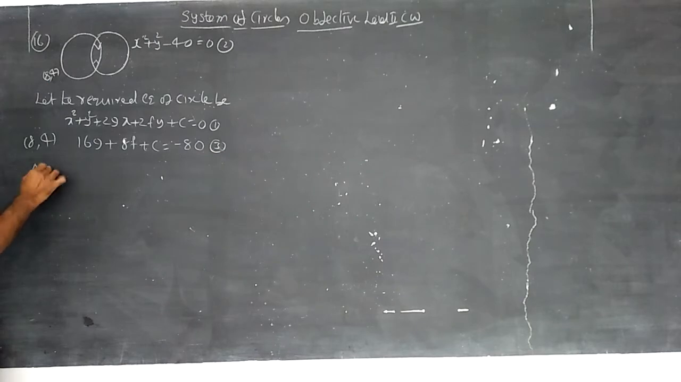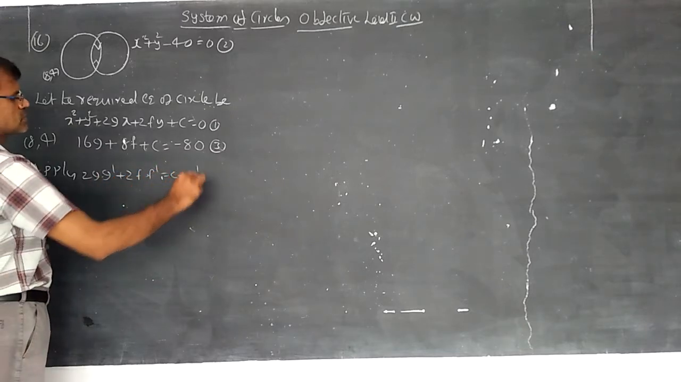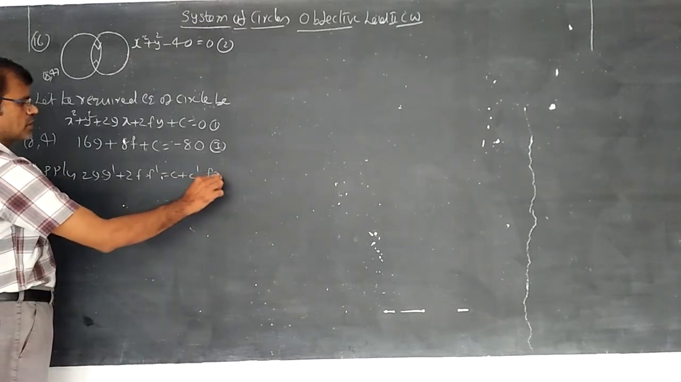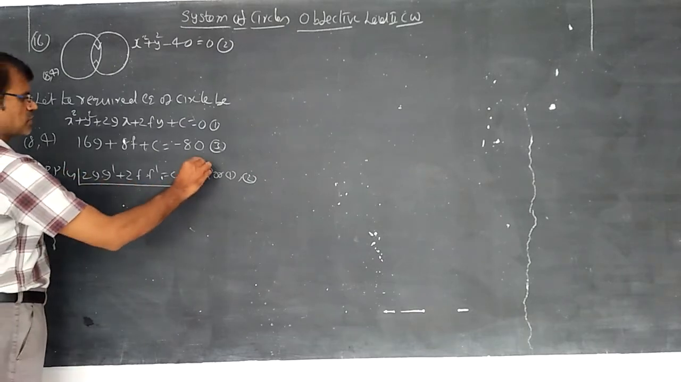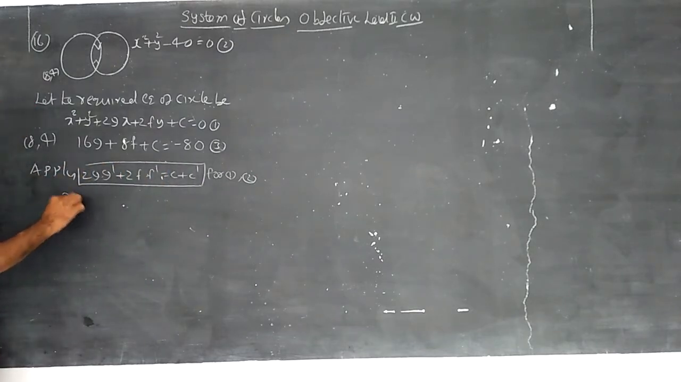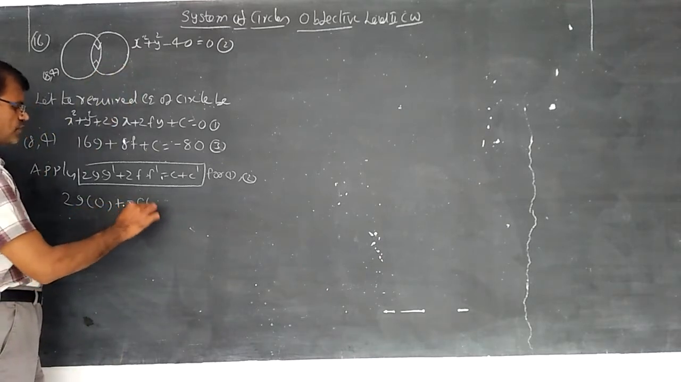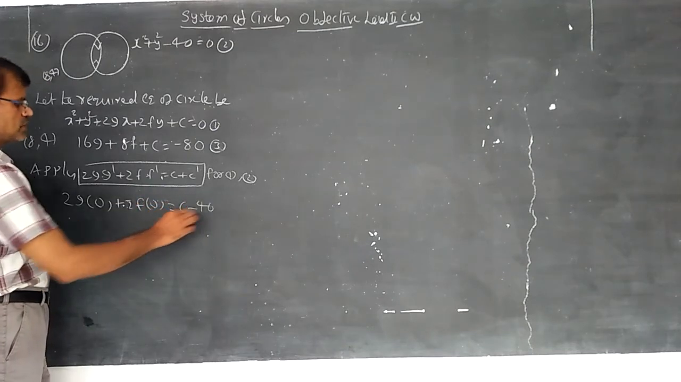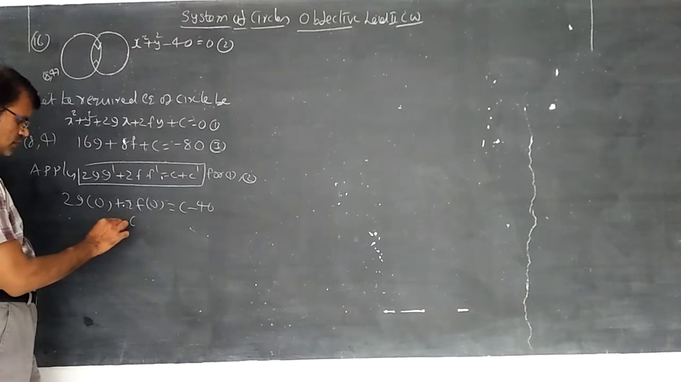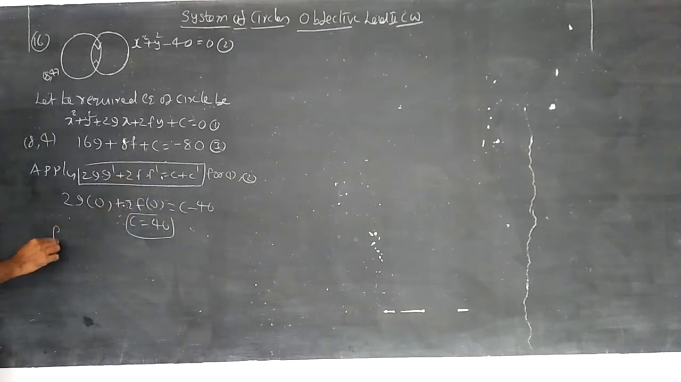Next, apply 2gg' plus 2ff' is equal to c plus c' for equations 1 and 2, because the two circles are orthogonal. Here 2g into g', which is 0, plus 2f into 0 is equal to c plus c', so c minus 40. Therefore, c is equal to 40.